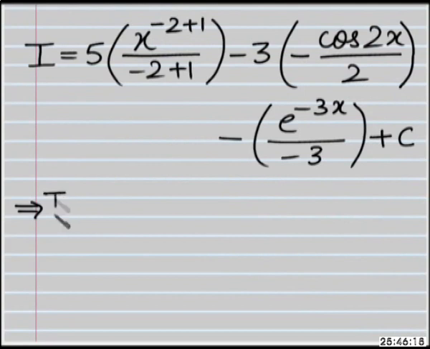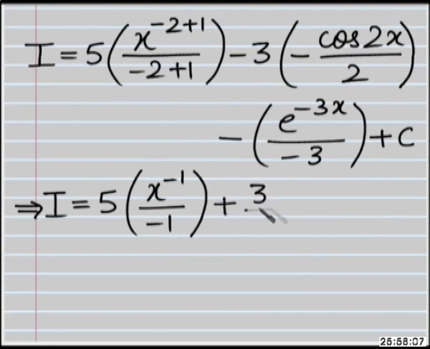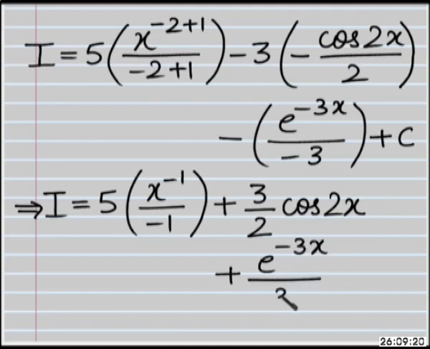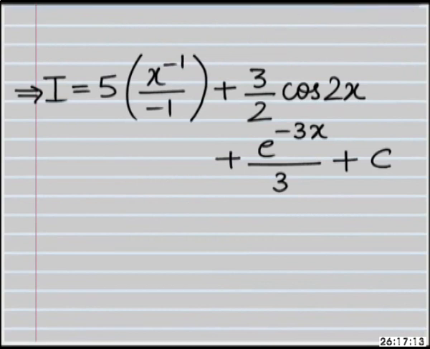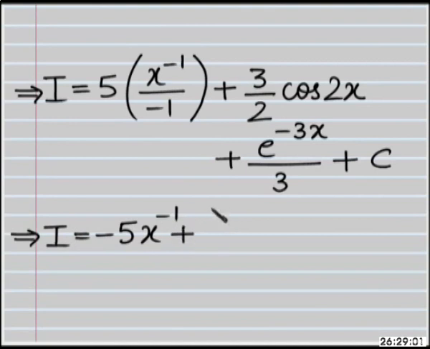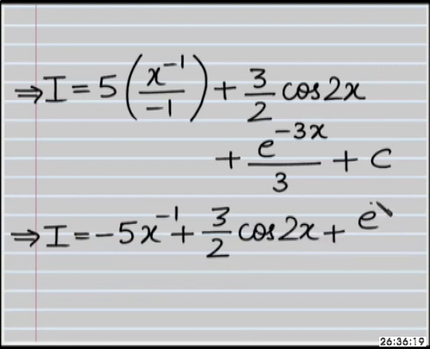This implies I is equal to 5 whole multiplied by x raised to the power minus 1 upon minus 1 plus 3 upon 2 whole multiplied by cos 2x plus e raised to the power minus 3 into x upon 3 plus c. So this implies I is equal to minus 5 into x raised to the power minus 1 plus 3 upon 2 whole multiplied by cos 2x plus e raised to the power minus 3 into x upon 3 plus c.